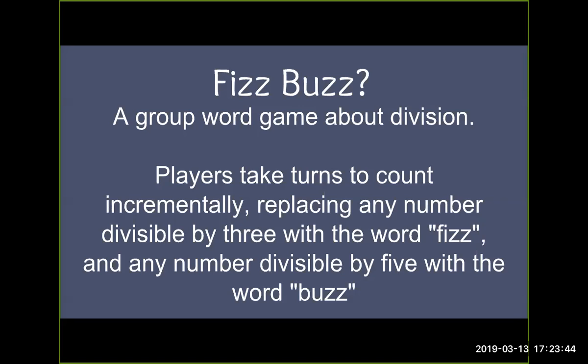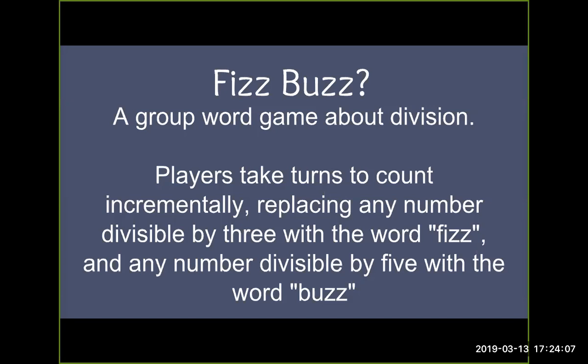Does it have to be 4, or does 5 have to be fizz? Yeah, so fizz is numbers that are divisible by 3, and buzz are numbers divisible by 5. Okay.